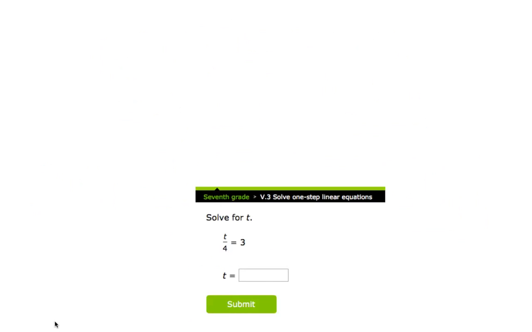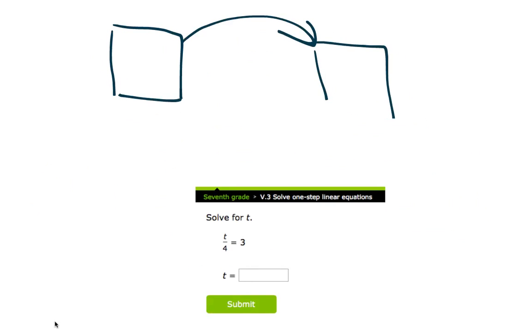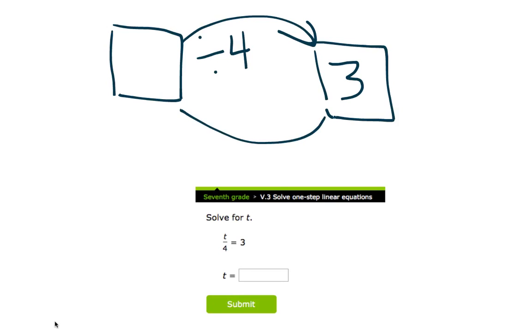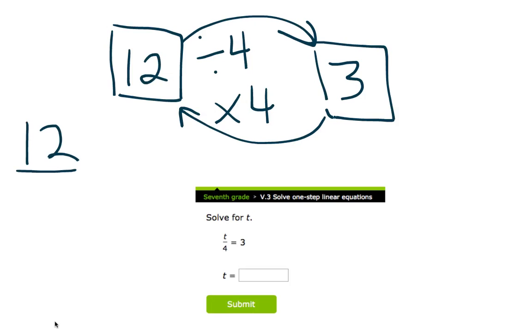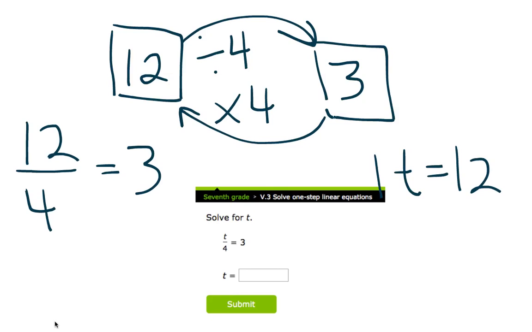This is a third one from V3, showing division. There was a number. It was divided by 4, and it became 3. So I'm going to backtrack and multiply by 4, and I get 12. So T is equal to 12. And 12 divided by 4 is equal to 3, just to check that. And I think we have one more.